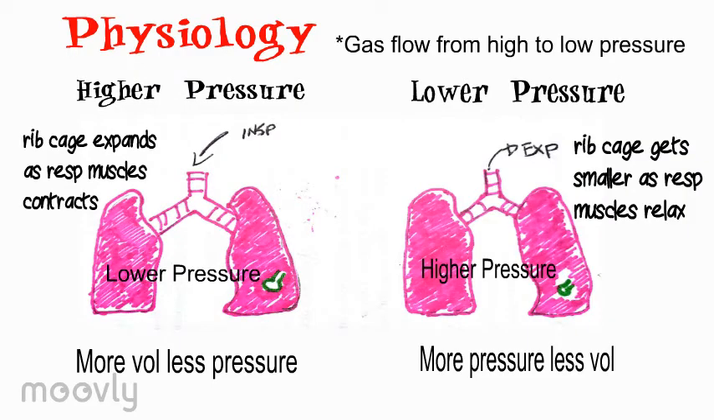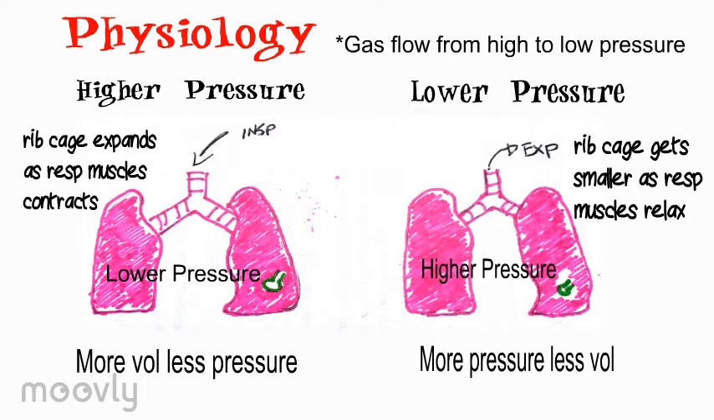In order to maintain the right levels of carbon dioxide and oxygen, the body needs to breathe in and breathe out. This process is called ventilation. Since gas flows from high to low pressure, the body must create a pressure difference between inside the lungs and the atmosphere in order to ventilate the lungs.